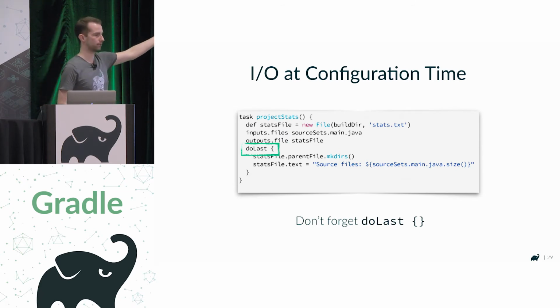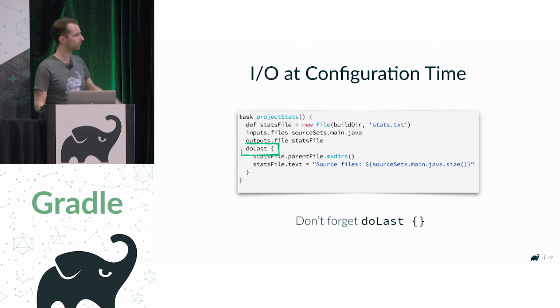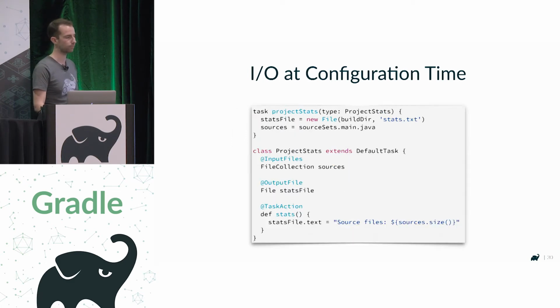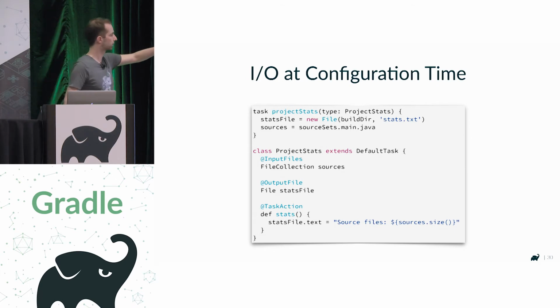So we just tell it, okay, these are the inputs, these are the outputs, and this is what you should do at runtime. Now, I personally don't like this style. It looks a little spaghetti, and also it disables caching if you have these ad hoc doLast blocks. So what you really want to do is write a custom task. Clearly define, okay, it has a source input file collection, it has an output file called the stats file, and the action is writing something to that file.